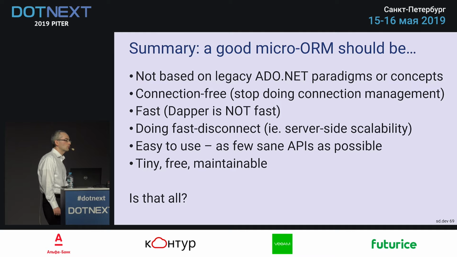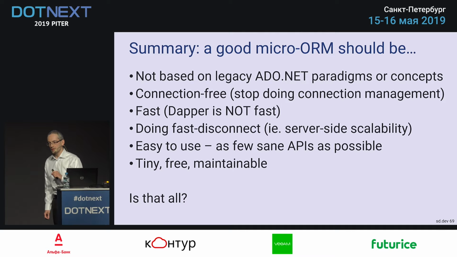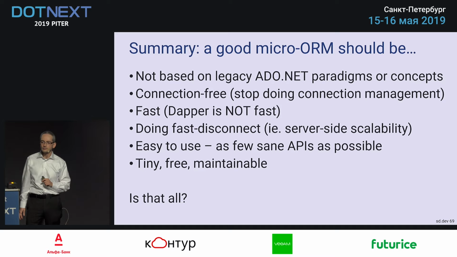A good micro-ORM should be fast. And for the record, Dapper was not fast, as we've seen. A good micro-ORM should ideally be doing fast disconnect, because server-side scalability is, in the vast majority of cases, way more important than anything else. A good micro-ORM should ideally be easy to use, which means that it should have very few sane APIs, and ideally, maybe two or one. And a good micro-ORM ideally should be tiny, free, and maintainable.